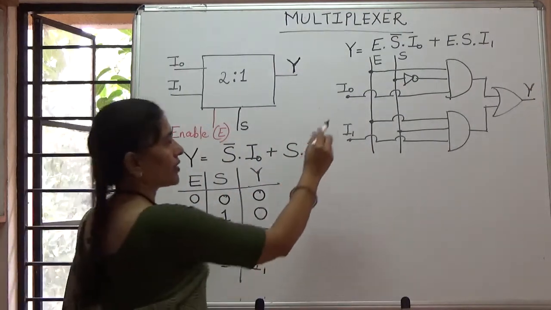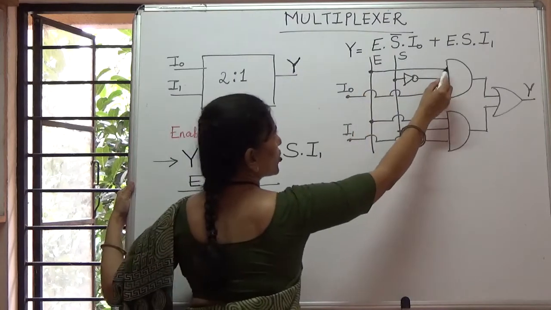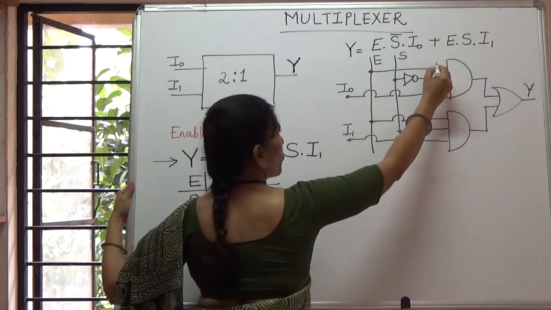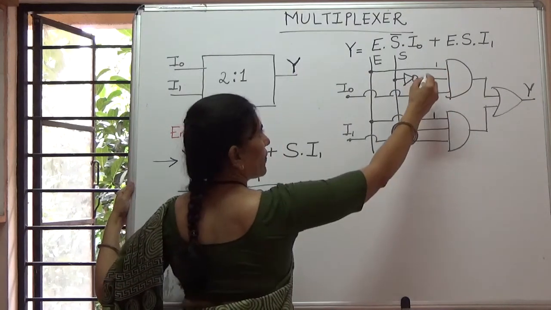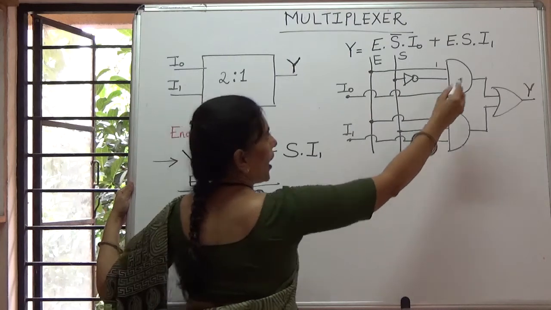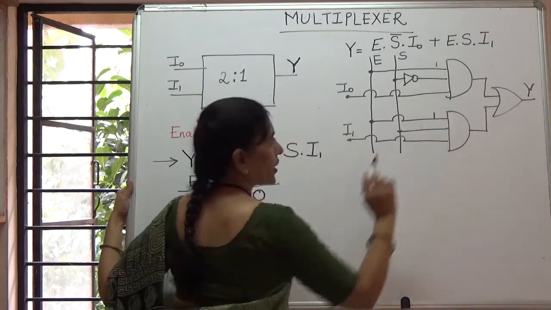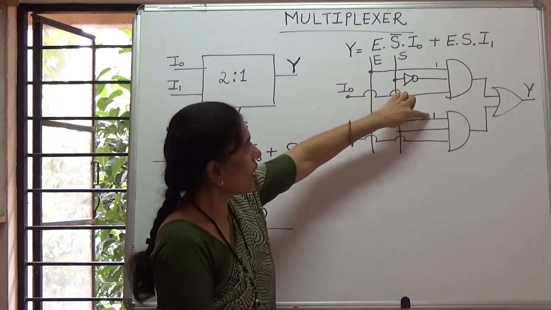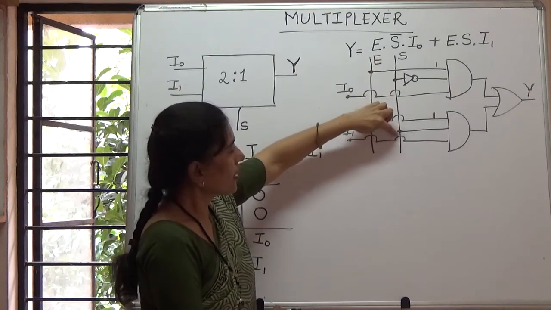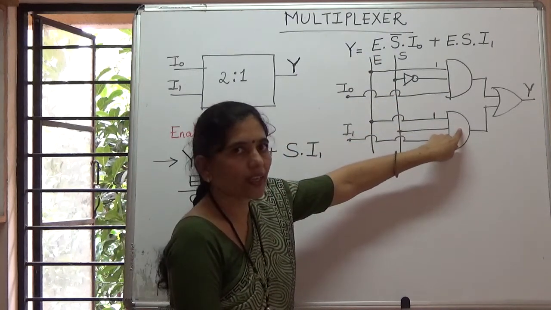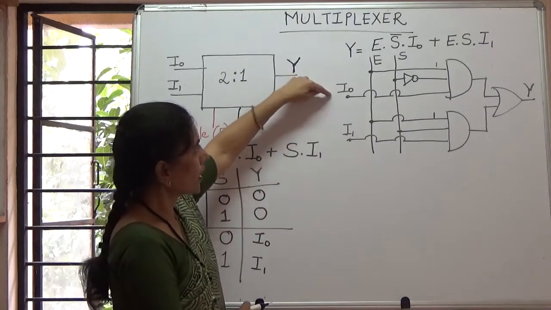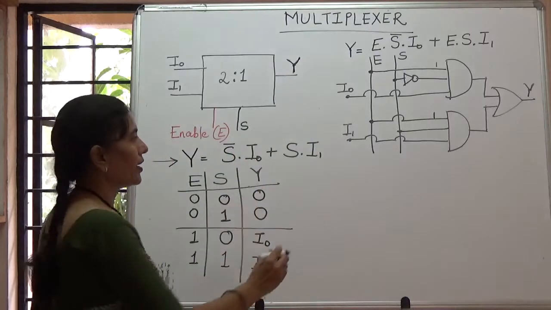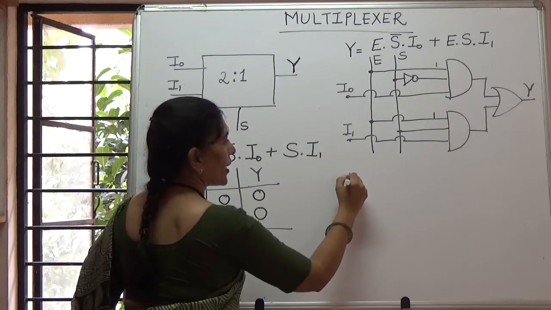So you can see that the enable input is an additional input to each of these AND gates. Unless and until this input is 1, whatever may be the other two inputs, the output of this will always be a 0. So only if this enable input is 1, according to the select line, the output of that AND gate will follow the input line. Now this can be slightly modified by taking the term E common.